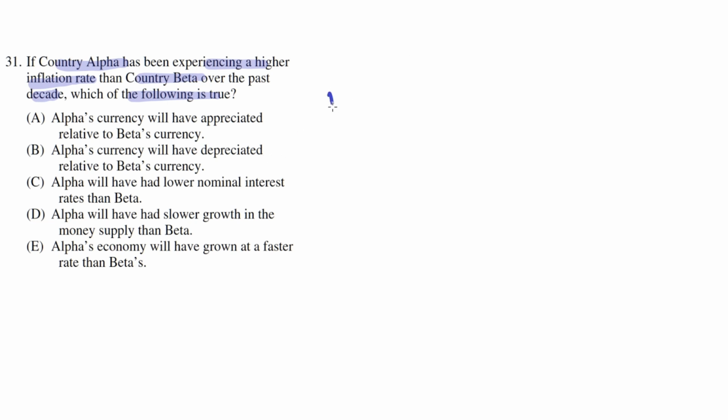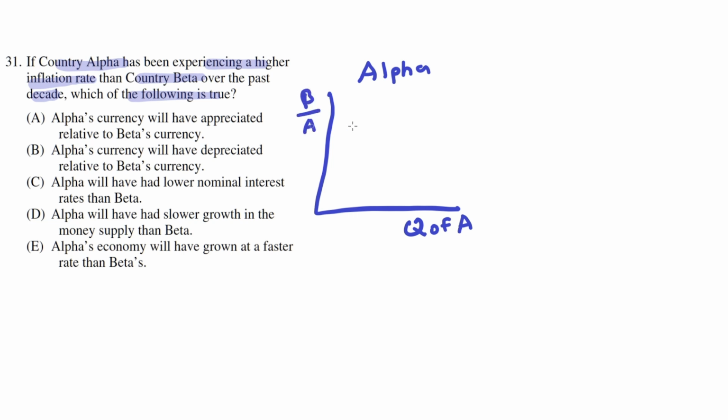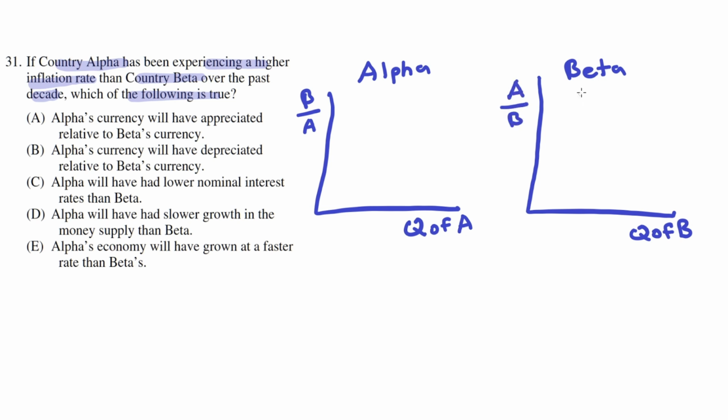So to answer this question, let's draw out two forex market graphs. For the first graph, we'll look for country alpha. For country alpha, the x-axis represents the quantity of alpha's currency, and the y-axis represents the value of beta over alpha, which is essentially the exchange rate for country alpha's currency. And then for the second graph, let's do this for country beta. The x-axis is similarly quantity of beta's currency, and the y-axis is the exchange rate for country beta's currency.